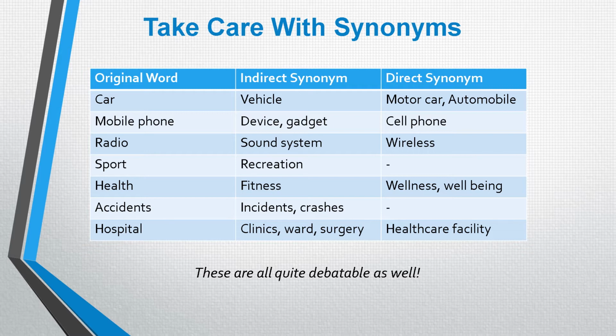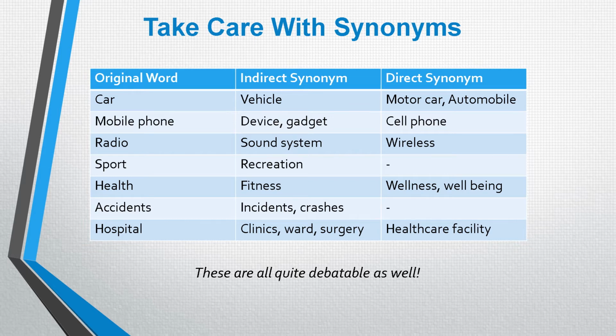So you need to show that you have a good command of vocabulary and that you understand that not all synonyms are directly matching to the words that they replace. So be careful when you use synonyms. Some other interesting examples: a mobile phone is not really the same as a device or a gadget, but cell phone is a much better direct synonym. The same with radio. Sound system is similar, but wireless is a direct synonym.